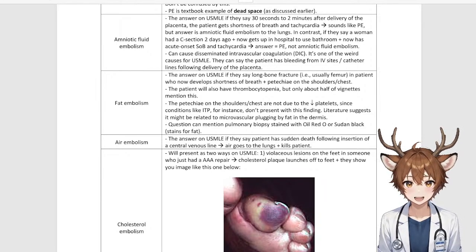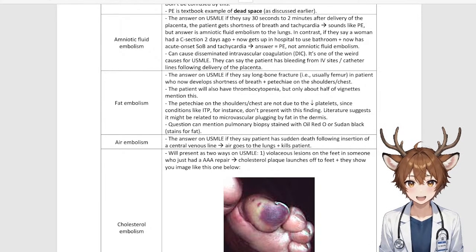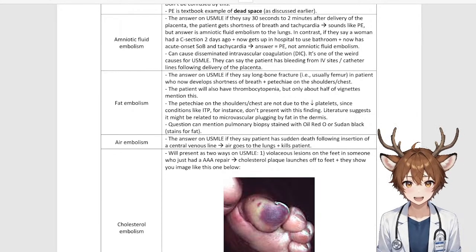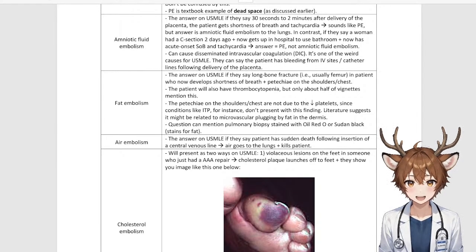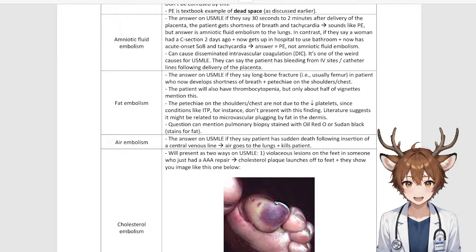Amniotic fluid embolism. The answer on the USMLE, if they say that 30 seconds to 2 minutes after delivery of the placenta, the patient gets shortness of breath and tachycardia, sounds like PE, but the answer is amniotic fluid embolism due to the lungs.